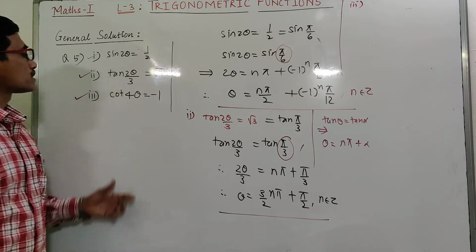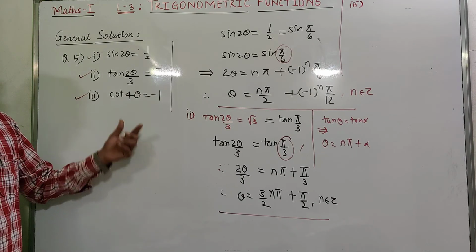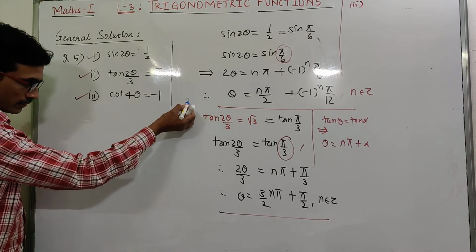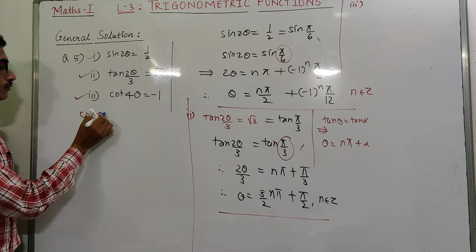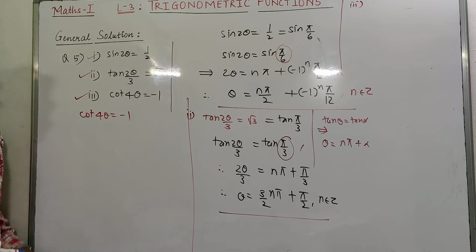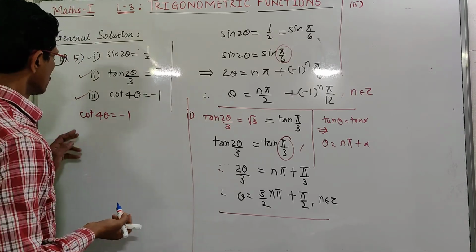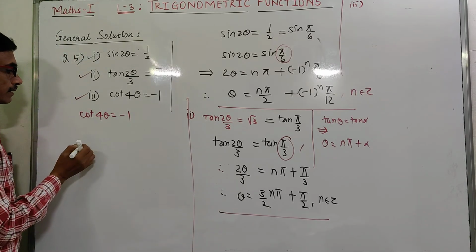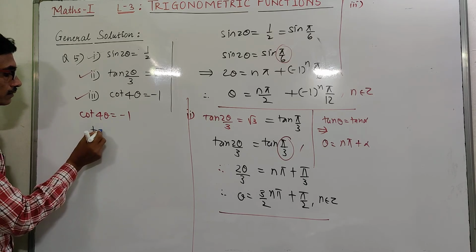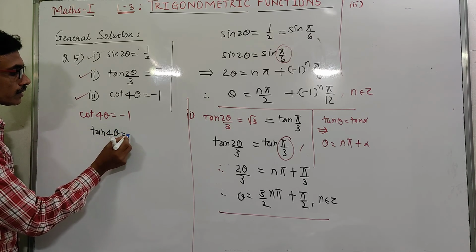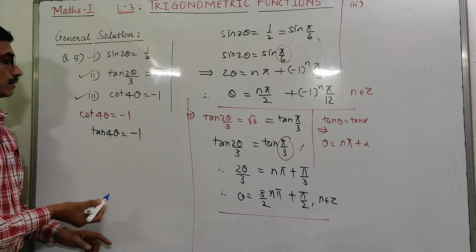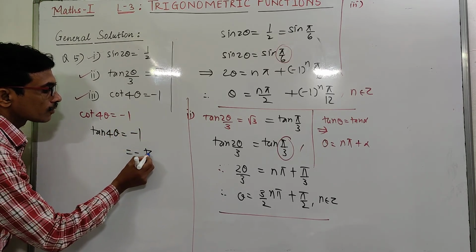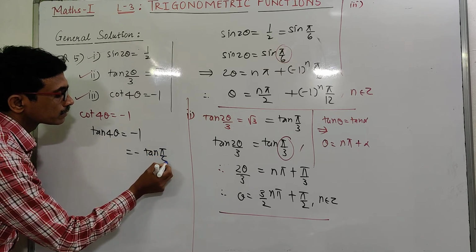Our third equation is cot of 4 theta is minus 1. So let us begin here. Cot of 4 theta is minus 1. We take the reciprocal of this. What will be the reciprocal? Tan of 4 theta. Tan of 4 theta is minus 1. Again the reciprocal of this is the same. This is equal to minus of tan pi by 4.